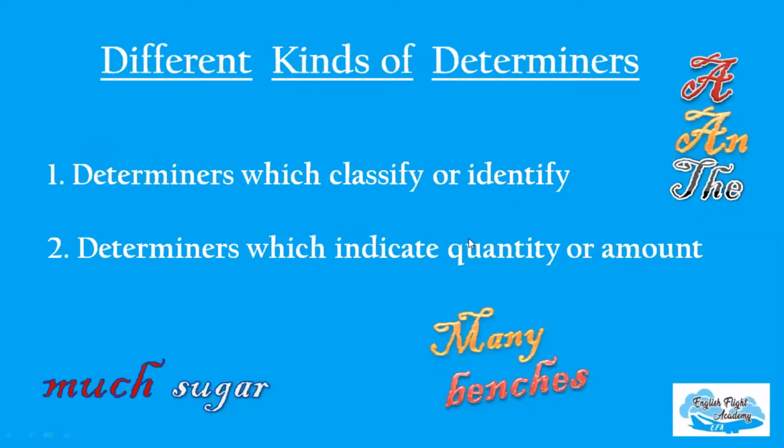Different kinds of determiners. Determiners which classify or identify. The second one is determiners which indicate quantity or amount. For example, much sugar, many benches. Sugar is a noun and much is a determiner. Similarly, benches is a noun and many is a determiner.